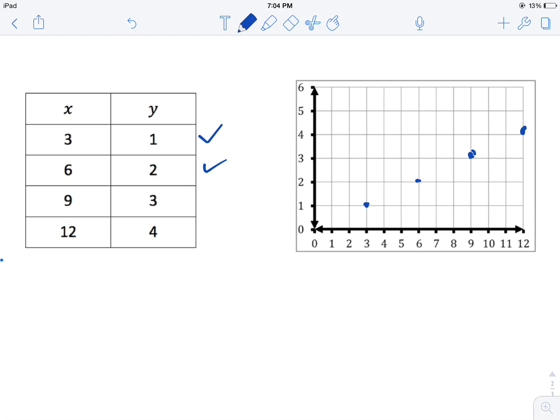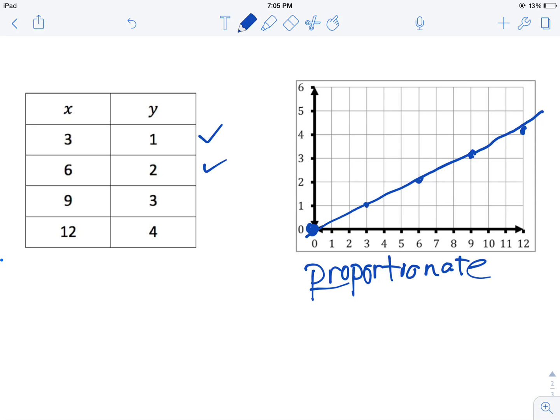Now, this definitely appears to be a straight line, and that's our first clue. Our second clue is to see if it goes through the origin. And sure enough, it looks like it does. Right? There's our origin right there. So this definitely looks like it is going to be proportionate. So our graph definitely tells us that it's proportionate.